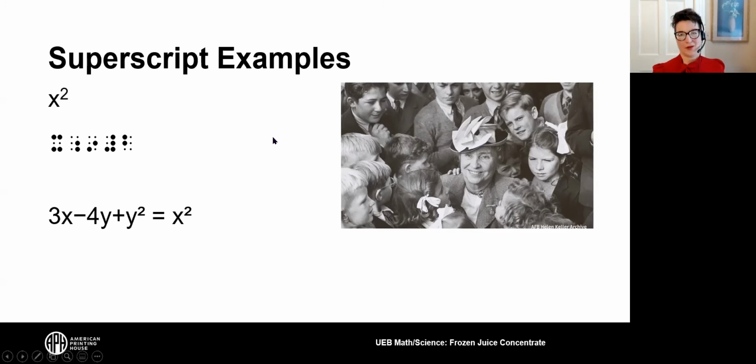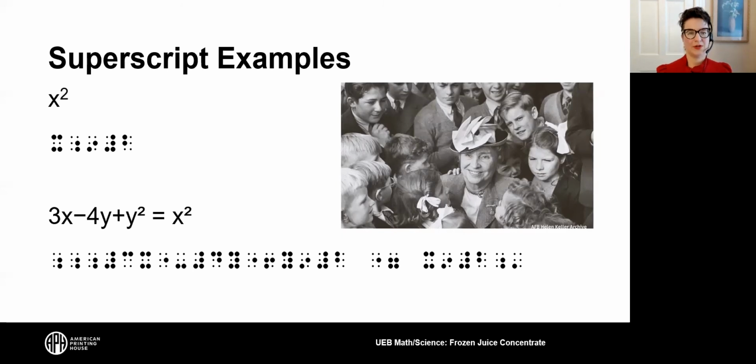Obviously, our superscripts can happen in longer examples as well. For example, 3x minus 4y plus y squared equals x squared. We're going to open a grade 1 passage here with 3 cells of dots 5, 6. And I'll come back to why we did that.